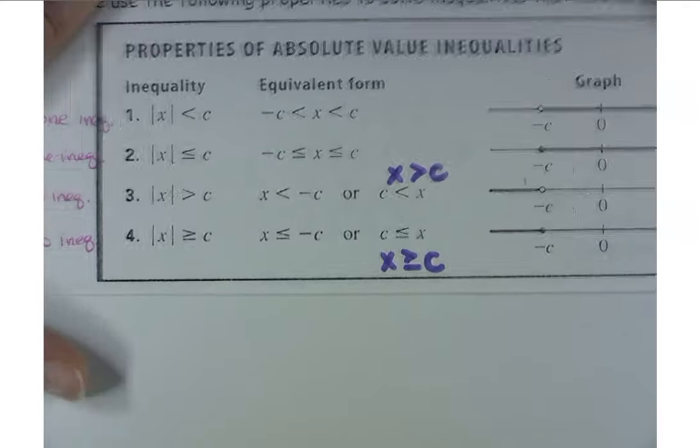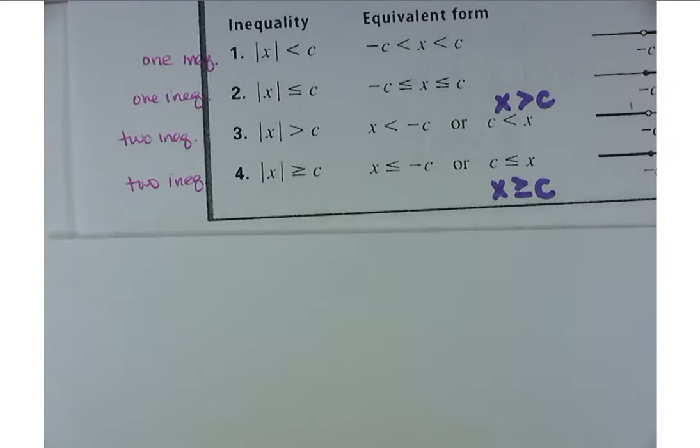With the second two, notice that you have two equations for each of those. They're connected with what word? Or. So we know it has to be one of these two things. It's an either or situation. This would be an and situation. Both of them have to happen. This is going to be either or. Okay? So again, you have the opposite.